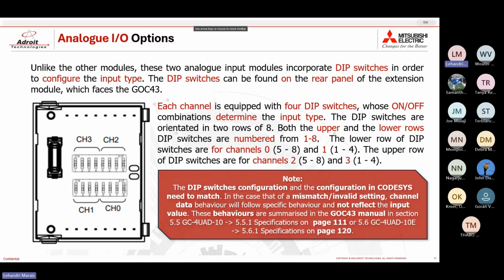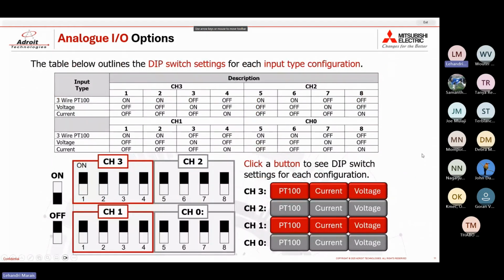which is highlighted in the GOC manual on pages 111 and 120. So these just show you what the channel values will be in the case of a mismatch or invalid setting. That kind of gives you an indication on what might be wrong, why your channel or your module is not working. So as I mentioned, switching the dip switches on and off configures them for different settings.